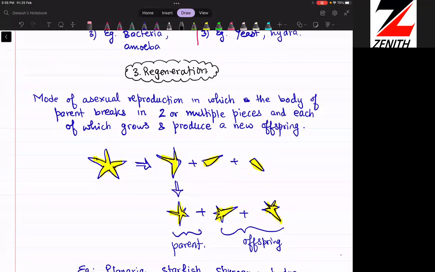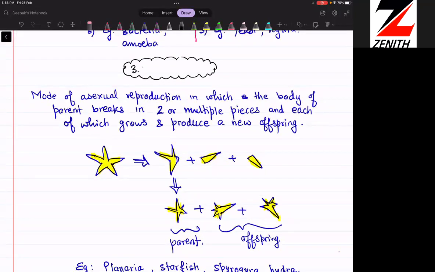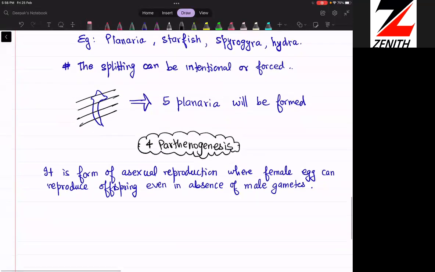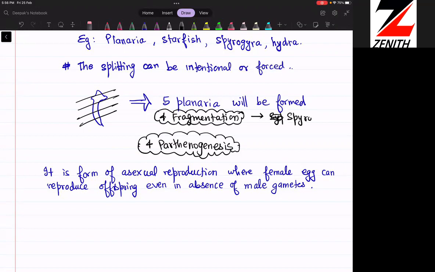Okay, so please change this a little. But it has taken fragmentation separately. Fragmentation it is taking only for Spirogyra, and regeneration it is taking for planaria and this. So okay, we will do Spirogyra separately. Let's make this regeneration. And the fourth part we will take is fragmentation, with Spirogyra. And this we will take as the fifth part.